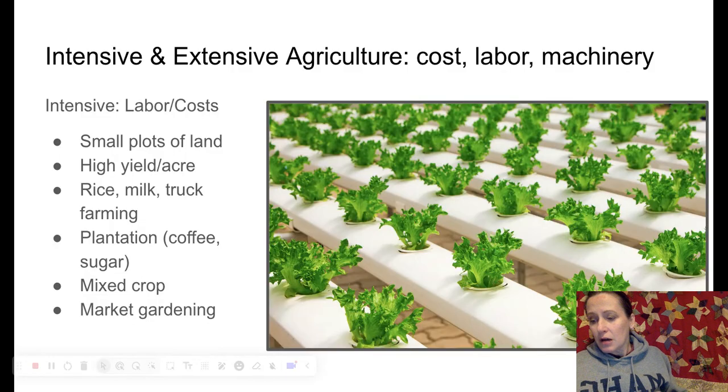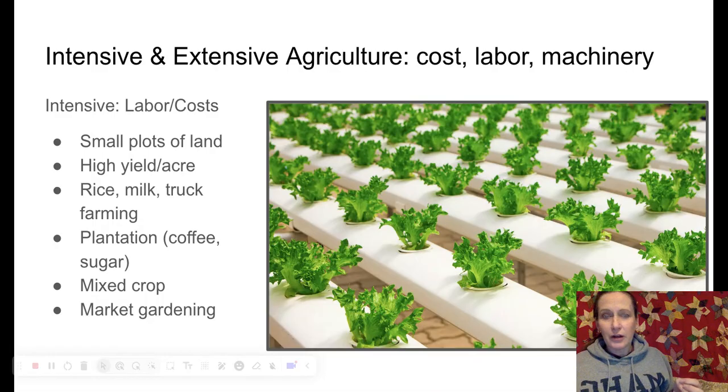Market gardening. Think of goods you're transporting to market. So all those things, like when you go to the store and you buy grapes and lettuce and potatoes, and usually relies on a lot of migrant labor. This example here is hydroponics. This is growing using a water solution instead of a soil solution.